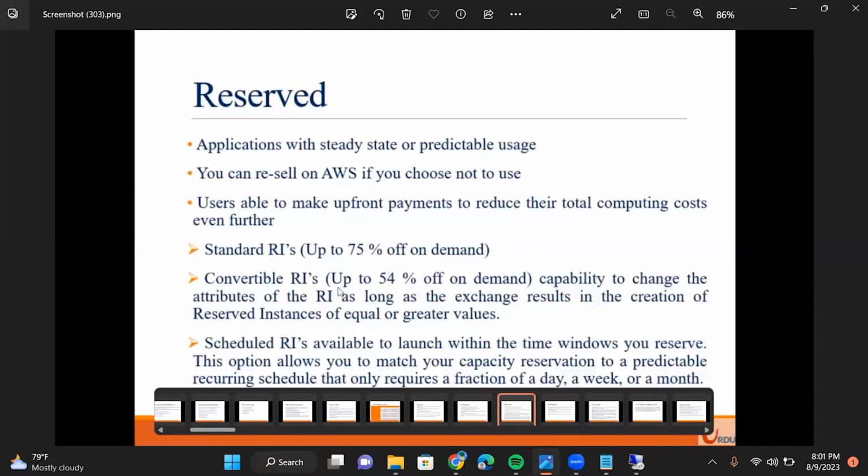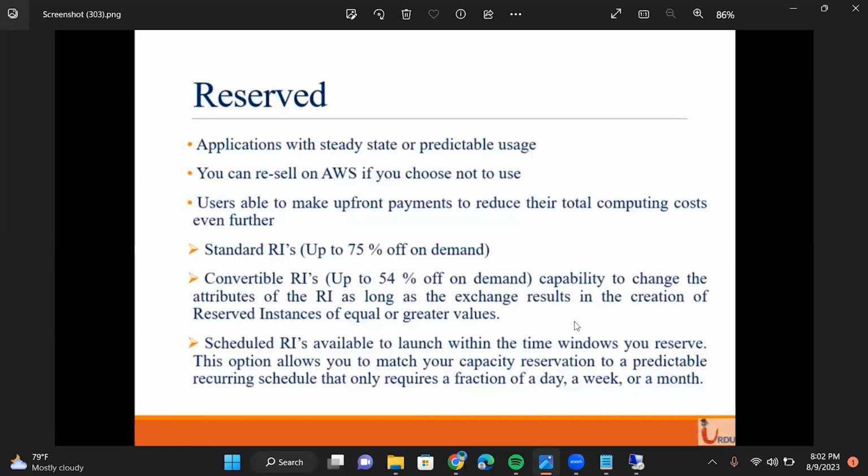Convertible RIs. Convertible RIs simply means that they are convertible. So the capability to change the attributes of an RI, as long as the exchange results in the creation of a reserved instance of equal or greater value. In convertible RIs, there's some limit which is reserved and others we can convert.